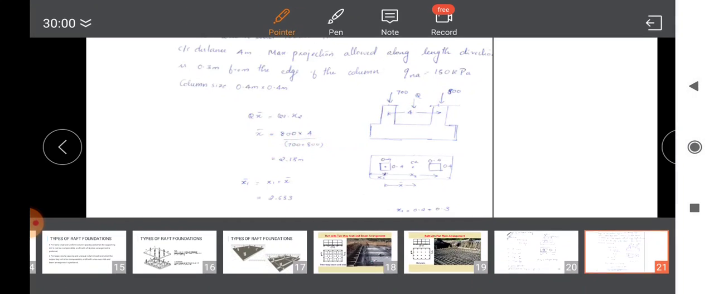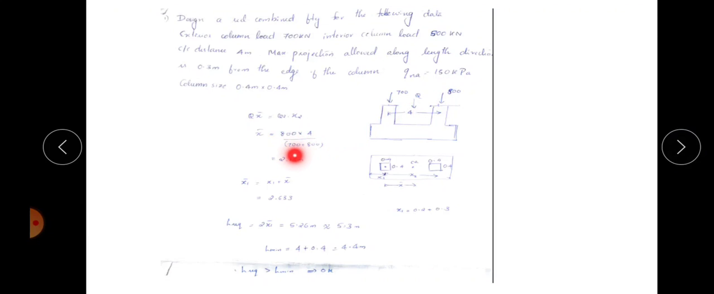So first step, take moment at A. Okay, that is Q into x bar is equal to Q2 into x2. So Q2 is equal to 800 into x2, which is the center to center distance, so x2 is 4 meter, divided by Q, which is the sum of Q1 and Q2, that is 700 plus 800. Okay, that is x bar is equal to 2.13 meter.